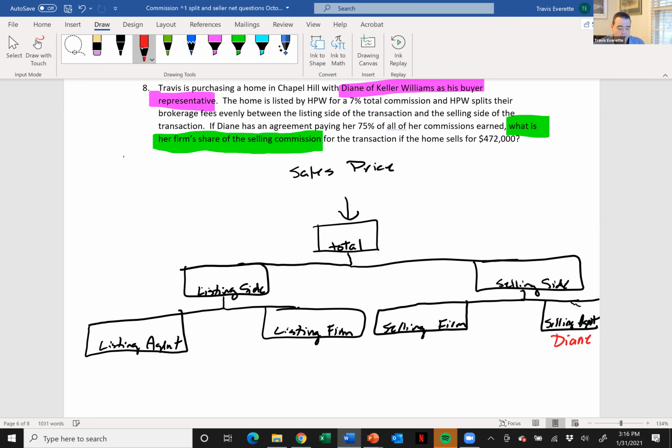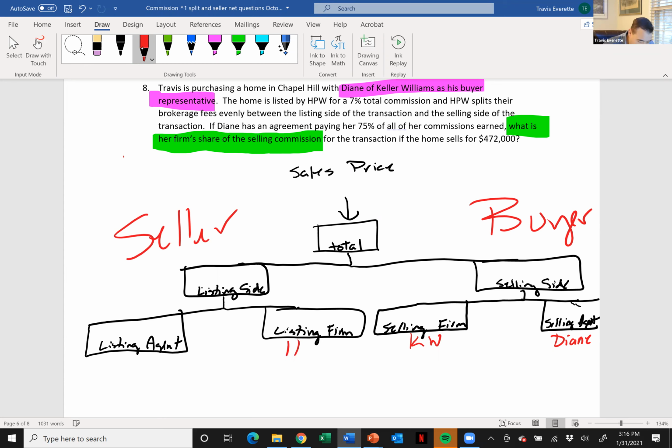She is the selling agent, which means Keller Williams is the selling firm. Because remember, this is the buyer side of the transaction, and this is the seller side of the transaction, right? It says the home is listed by HPW. So here's the listing firm, HPW, for a 7% total commission. So there's my 7% total.